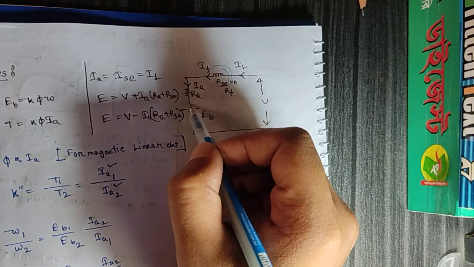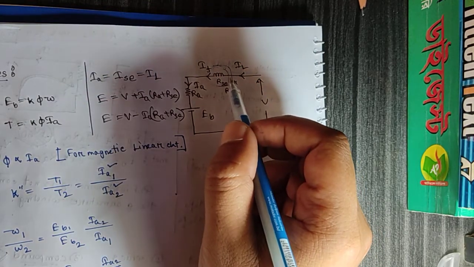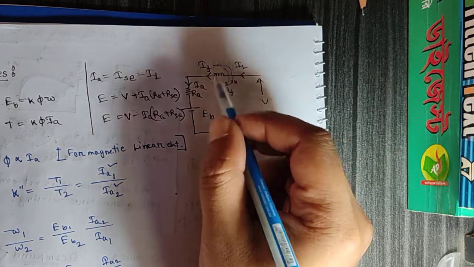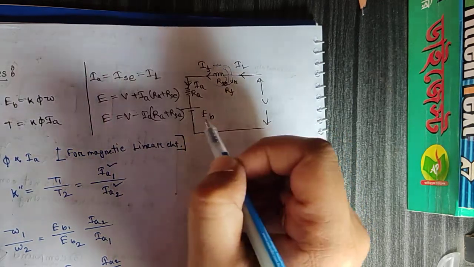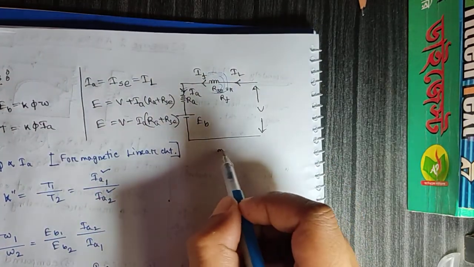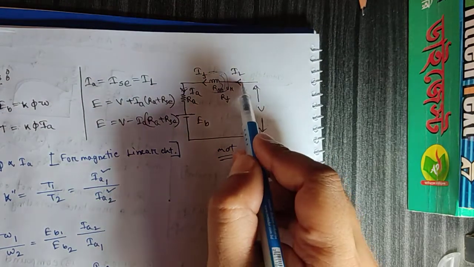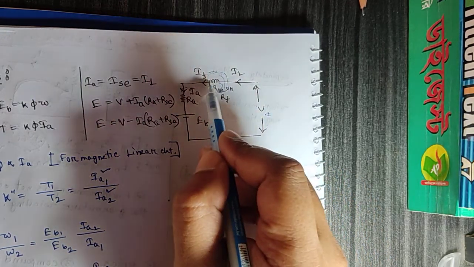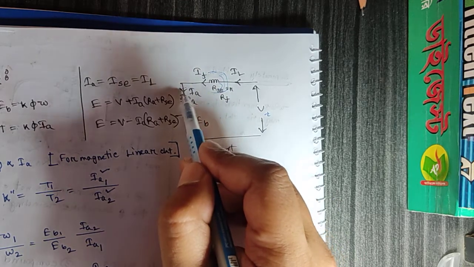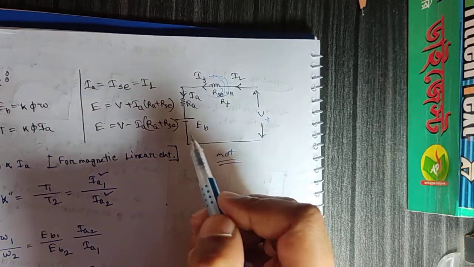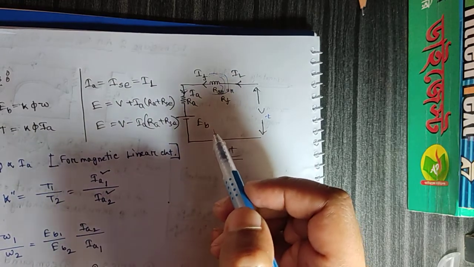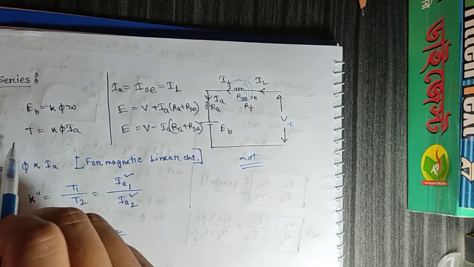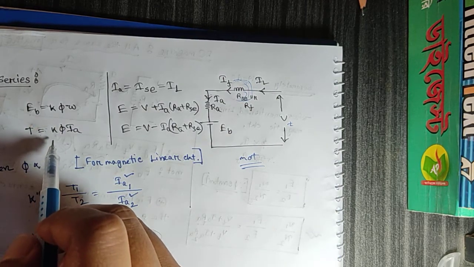In a series DC motor or generator, the field winding is connected in series with the armature winding. So this is the equivalent circuit figure of the motor. This is the terminal voltage, so the supply is given. This is the line current, which is also the field current, and also the armature current going through this, and this is the back EMF. For back EMF we know, as earlier, back EMF equals K phi omega, and torque equals K phi Ia.